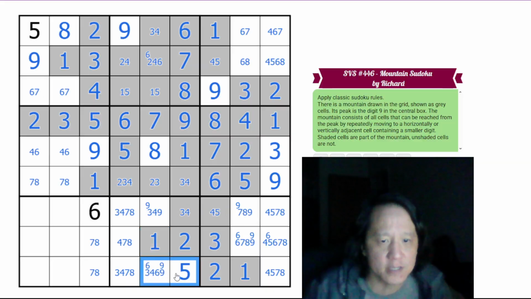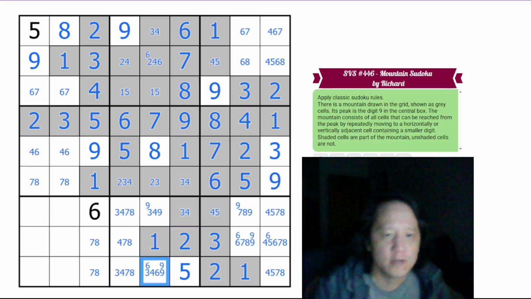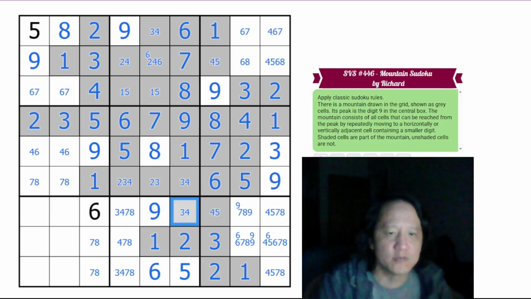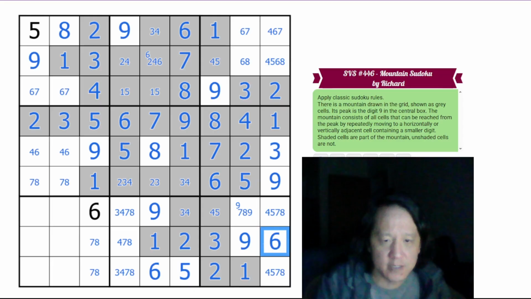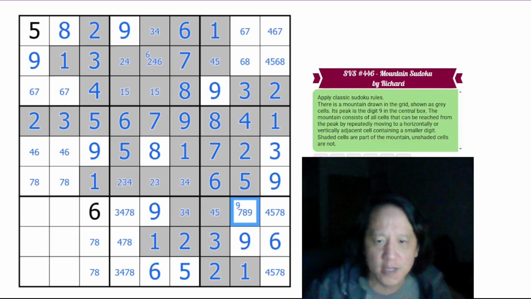Where is 6 then? Can't be here anymore. Can't be here, can't be here, so it must be here. Where does that leave 9? 9 has to be here, which means this can't be 9 anymore. So this is 9. Where does that leave 6 in row 8? It has to be here. So this cannot be 9.